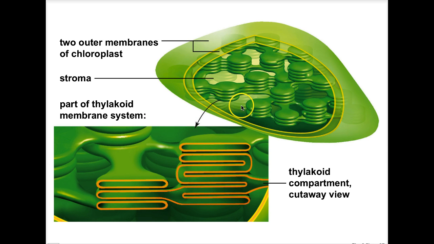Out here is the stroma, and the stroma contains the enzymes for the light-independent reactions. So the stroma will take the products of the light-dependent reactions, which are ATP and NADPH, and use them in the light-independent reactions to fix carbon from carbon dioxide and make sugar.